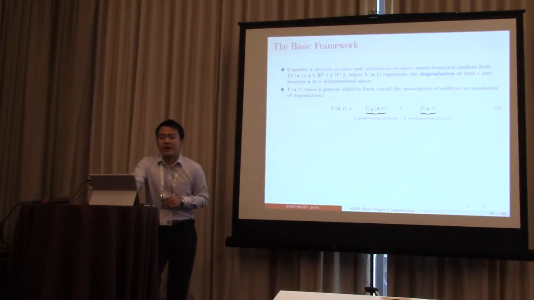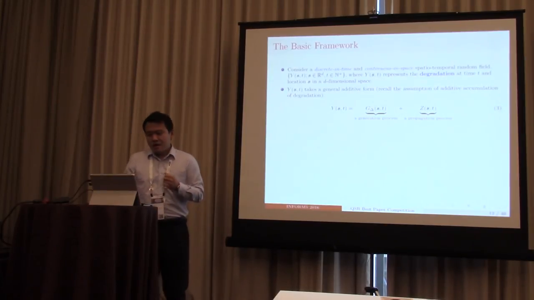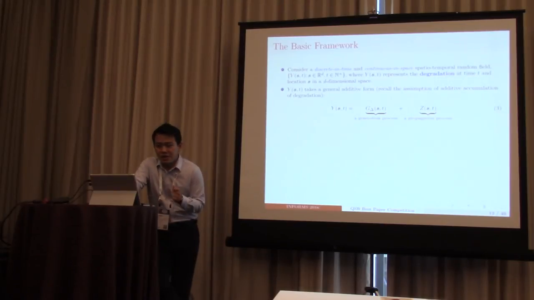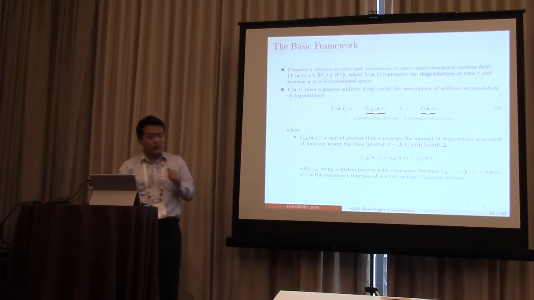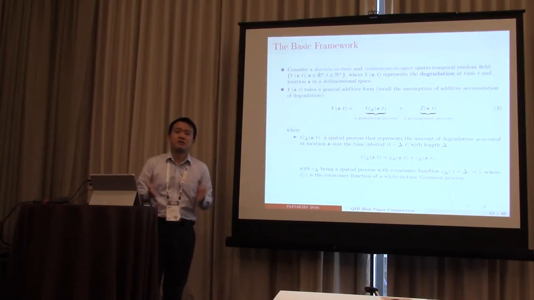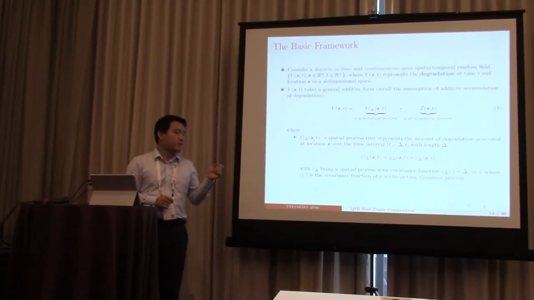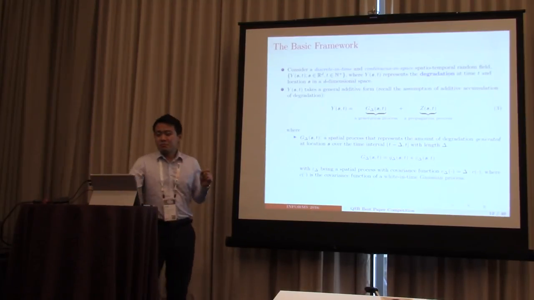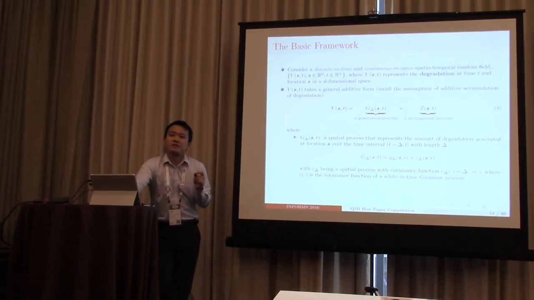And recall the assumption of additive accumulation of degradation. We're going to assume that Y takes a general additive form. Basically, Y can be written as the sum of two subprocesses, a generation process and a propagation process. Both are stochastic processes. The generation process is a spatial process that captures the amount of degradation generated at location s in the time interval from t minus delta to t. As in many statistical models, we're going to assume that this G can be written as the sum of a deterministic term and a random term, epsilon.